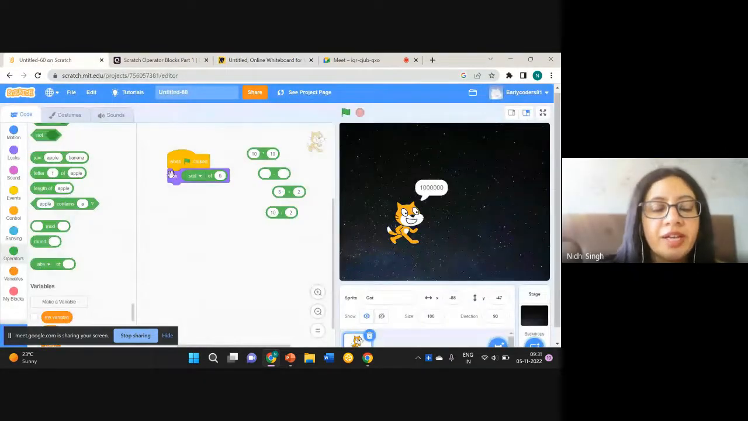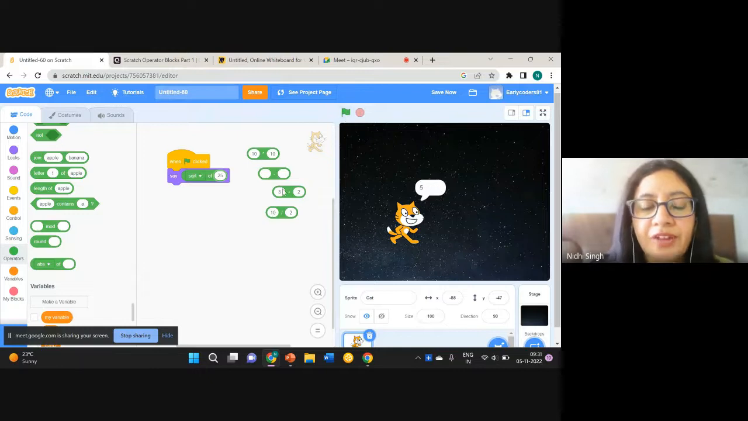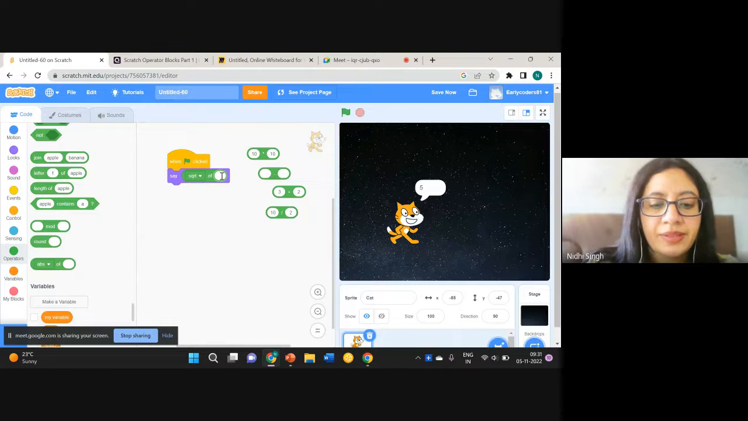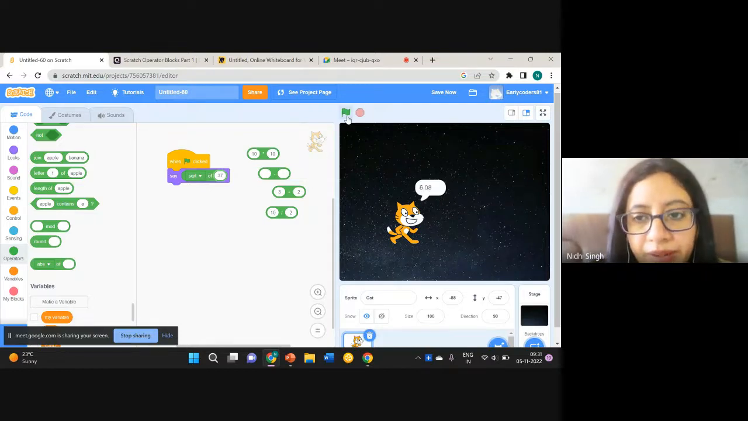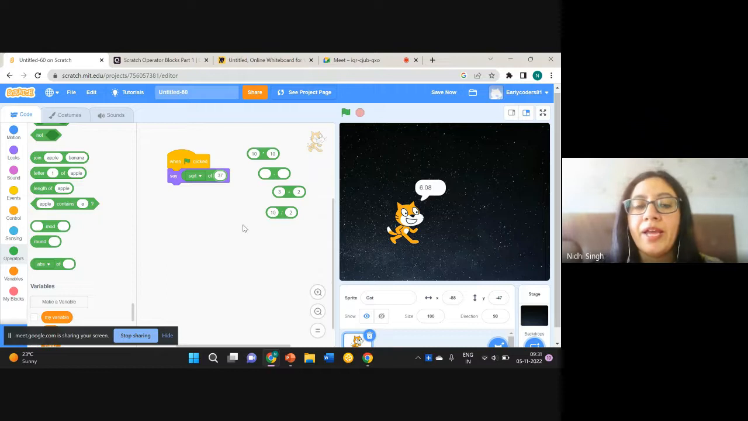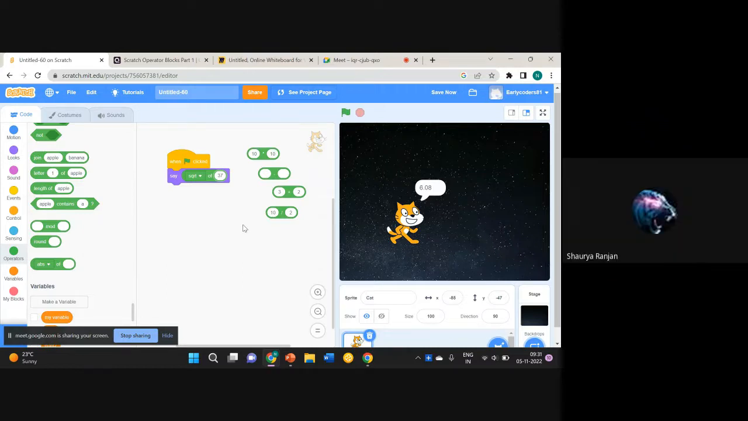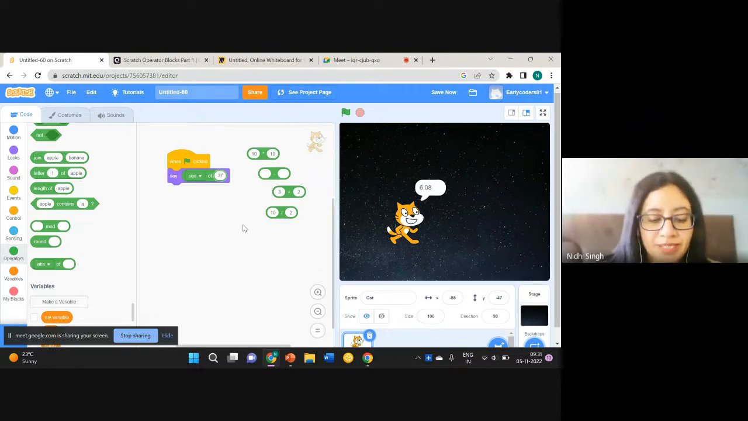Now, if I'm taking the square root of 25, the answer will be 5. If, let's say, I'm taking 37, what will be the answer? The answer will come in decimal. Why? Because there is no such number that, multiplied with itself, gives 37. So you will get the answer in decimals, or in fractions, you can say. Okay, now let's move ahead.